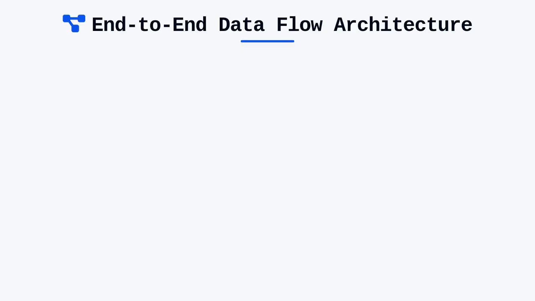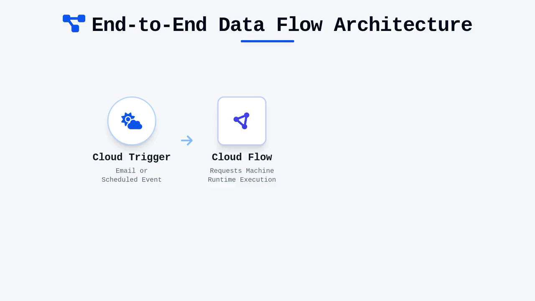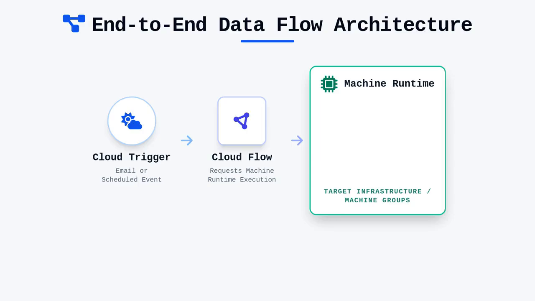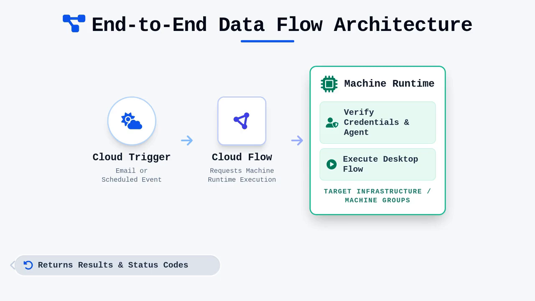When we map the end-to-end data flow, we start at a cloud-triggered event, such as an incoming email or a scheduled time, which initiates a cloud flow. This cloud flow then triggers a desktop flow execution by making a request to the machine runtime associated with specific target infrastructure or machine groups. The machine runtime verifies the request credentials, ensures the local agent is active, and then delegates the task to the desktop flow execution engine. Once the local task completes, the results and status codes are sent back to the cloud, allowing the cloud flow to continue its work based on the output of the local automation.